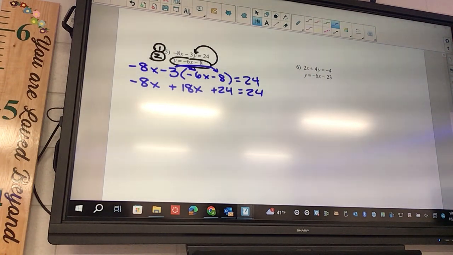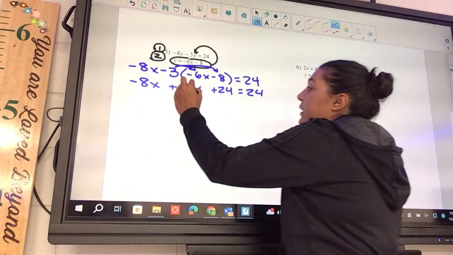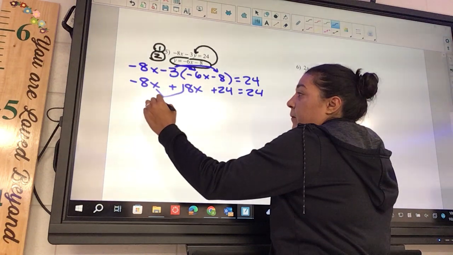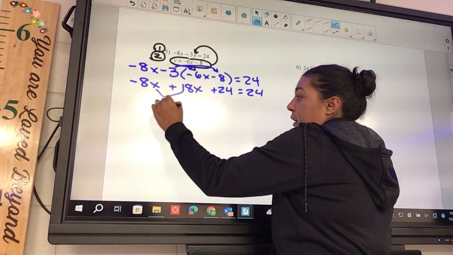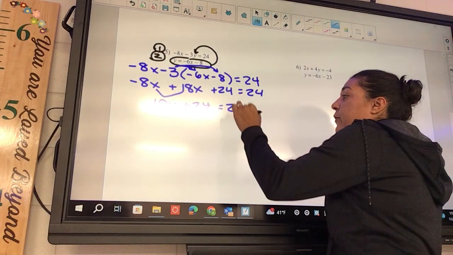Okay, and then looking at this, just look at the equation. What needs done next? We need to put down negative 8x and combine. 13x. Okay, negative 8 and a positive 18. So negative 8 plus 18 is what? 10. 10x plus 24 equals 24.